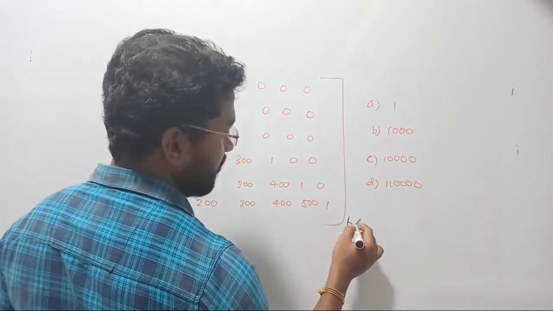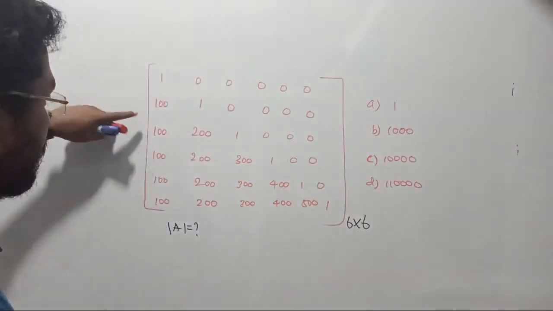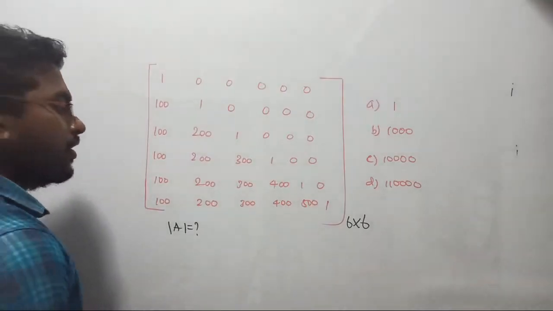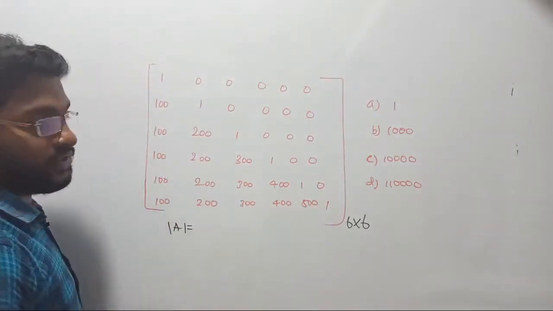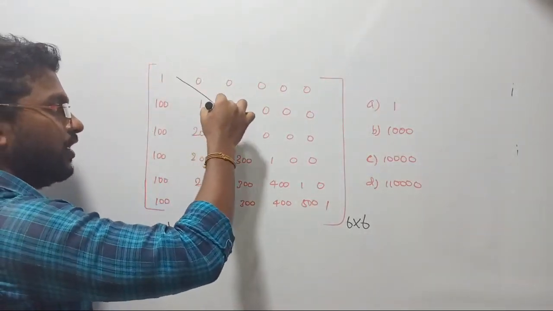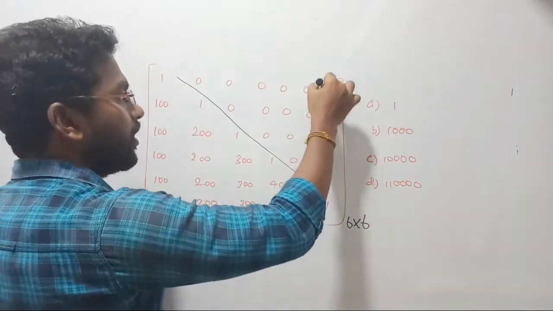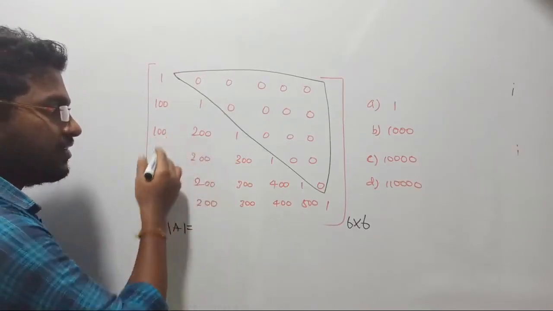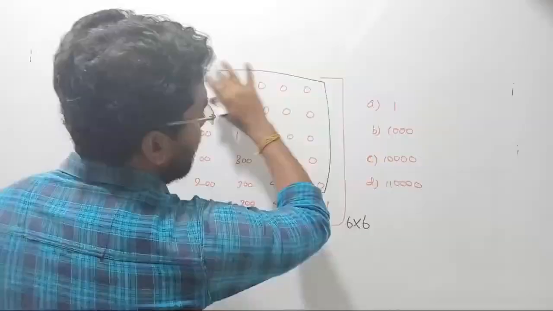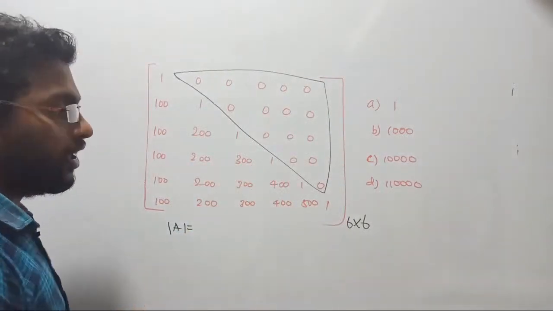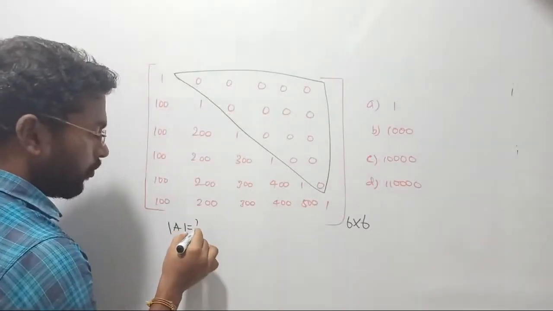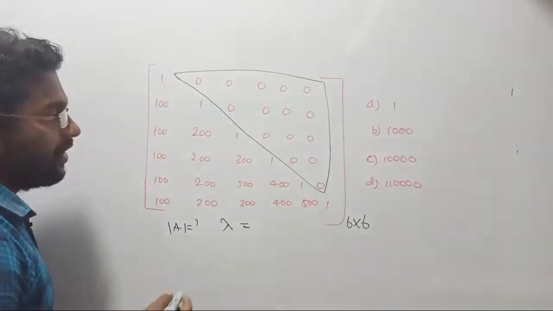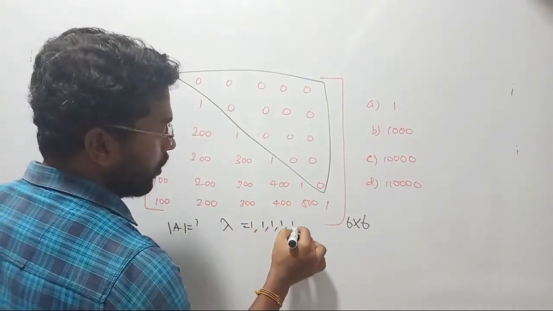Since it is a 6 cross 6 matrix, we can find the determinant for the square matrix. Second, if you notice carefully, the given matrix is a lower triangular matrix, because above the principal diagonal all the values are 0. Before finding the determinant, let's figure out the eigenvalues of the matrix. The eigenvalues are 1, 1, 1, 1, 1.